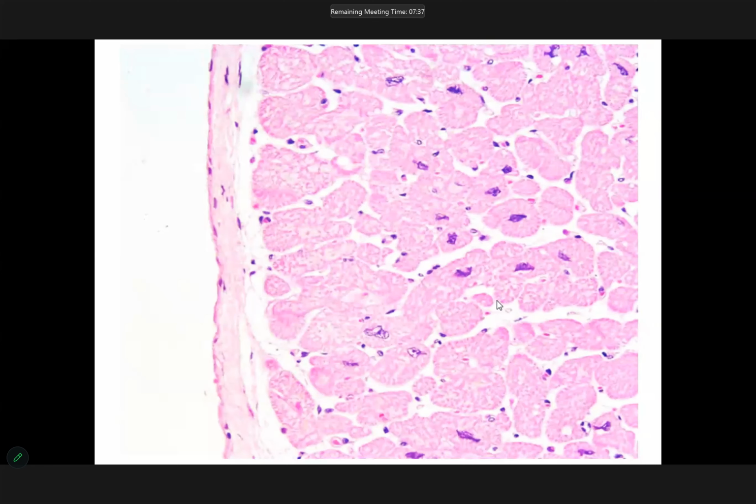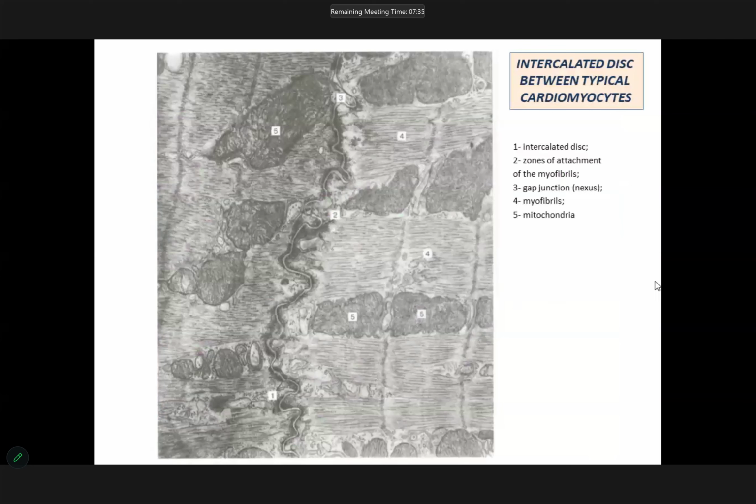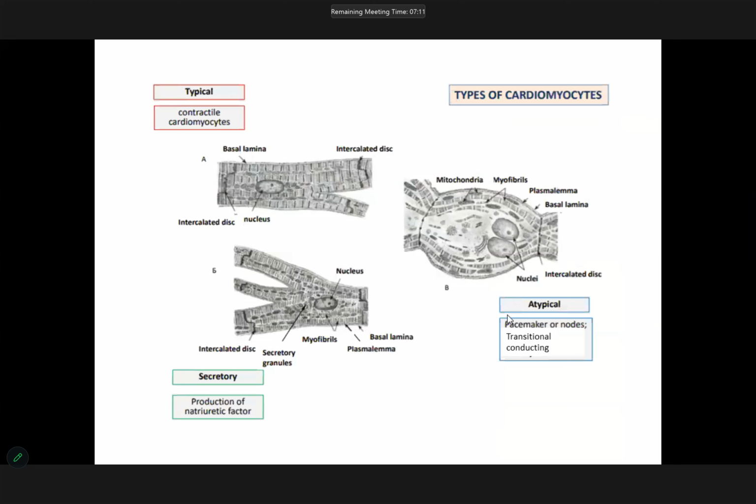Cross-sected working cardiomyocytes, intercalated disc and its structure in the transmission electronogram. It's a group of contacts, including gap junction or nexus, desmosomes, here and here also myofibrils in both cardiomyocytes, mitochondria, and so on.